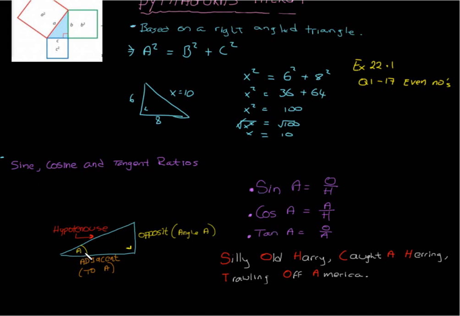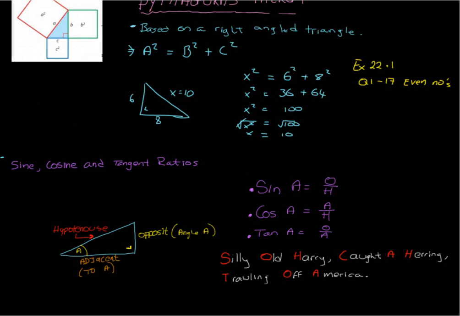So if I'm looking at this angle A here, sine of the angle A is equal to O over H. So what do I mean by O? What do I mean by H? O is opposite. H is hypotenuse. Cos of the angle A is equal to A all over H. Well, A is our adjacent, H is our hypotenuse. And tan of the angle A is equal to O all over A, opposite all over adjacent.